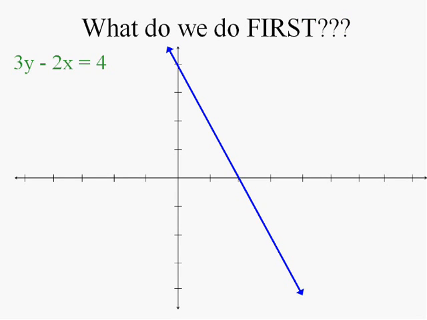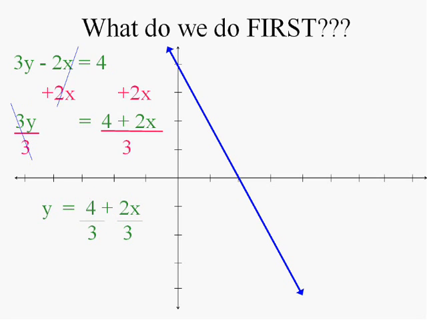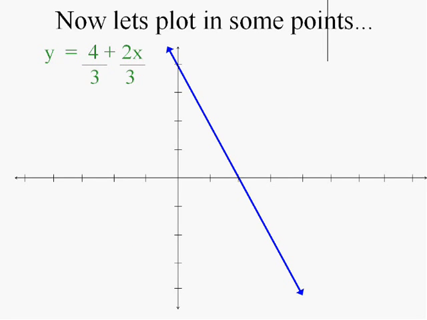Well, with both lines, the first one was already solved for y. This one, once again, we can't begin till we solve for y. I'll add 2x and divide everybody by 3. This one's going to be a tough one. If I divide everybody by 3, I'm going to get y equals 4/3 plus 2x over 3. Wow, fractions. That's okay.